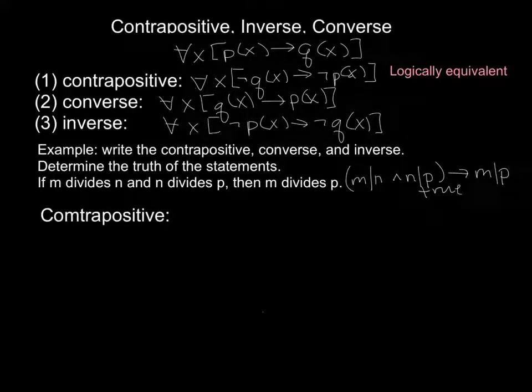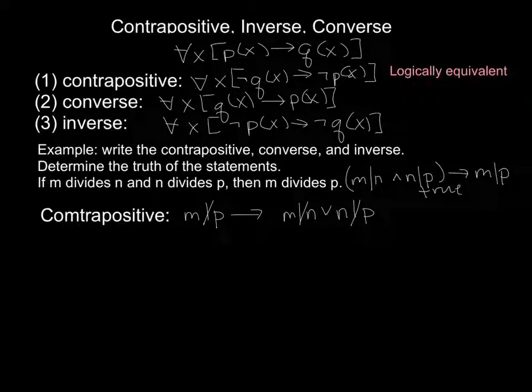Next, we're going to write our contrapositive. To do that, we're going to say not the conclusion implies not the assumption. So for this example, it's going to be not, if m does not divide p, and this is the notation for does not: you do the divides and you put a line through it, implies m does not divide n. And now since this is the negation, you have to use your De Morgan still, so you'll switch that to an or, m does not divide n or n does not divide p.